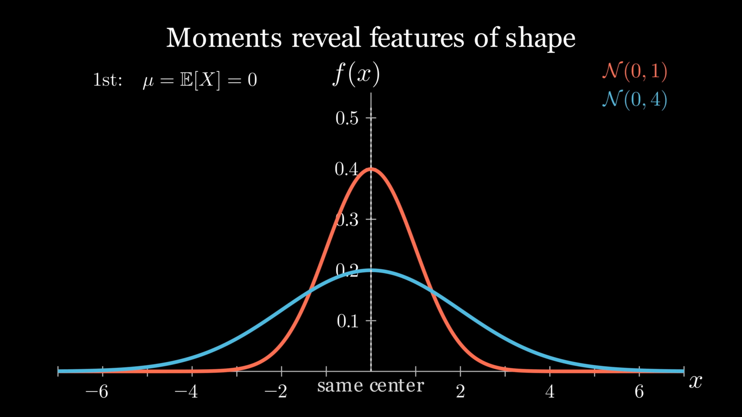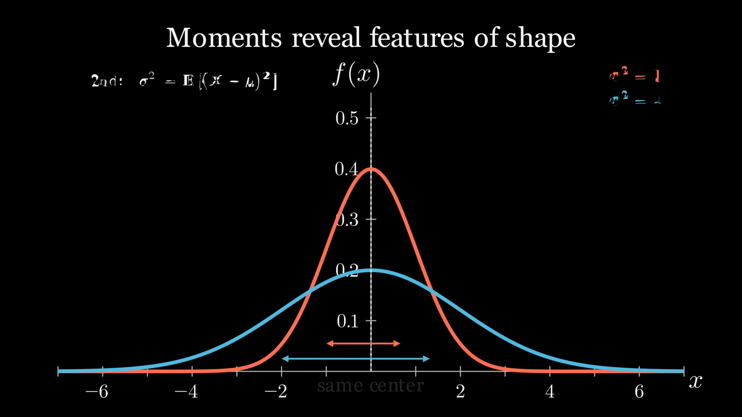But they differ in an important way, and that important way in which they're different is captured by the second central moment, which is called the variance. And the variance tells us something about the spread of the distribution. The red distribution has a variance of 1, while the blue distribution has a variance of 4. So we see that the blue distribution is visibly wider, and that's captured by the variance.